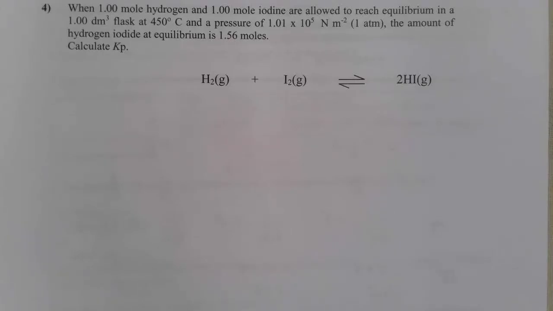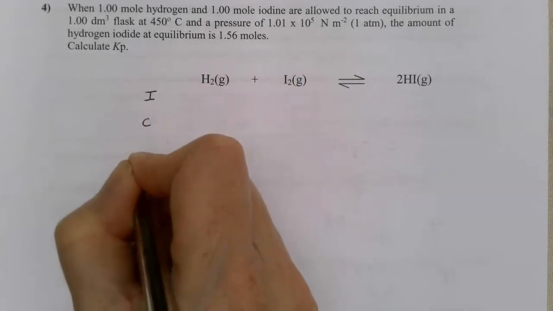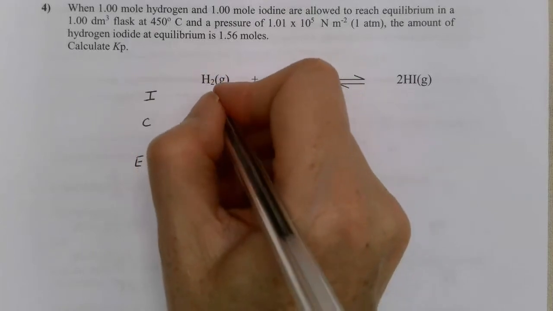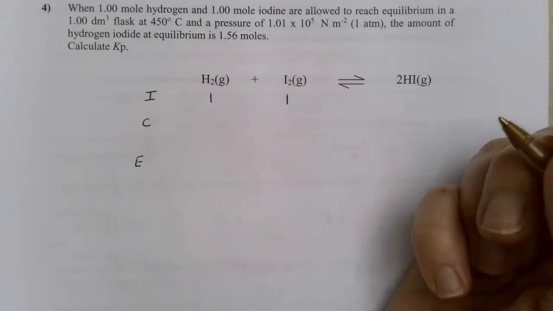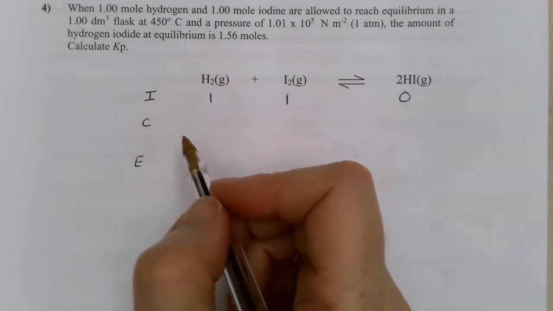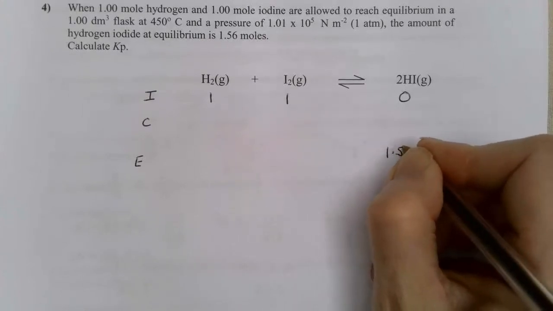So we're looking at the last example on page 7, and this is a very typical exam style question where we've been asked to calculate the Kp using an ICE table. So we're going to construct that: initial, change, and at equilibrium. So initially I have 1 mole of hydrogen and 1 mole of iodine. And because again it's a product, initially I can assume, therefore, that I don't have any hydrogen iodide. I'm told that the amount of hydrogen iodide at equilibrium is 1.56. So that goes, if you like, in that box.